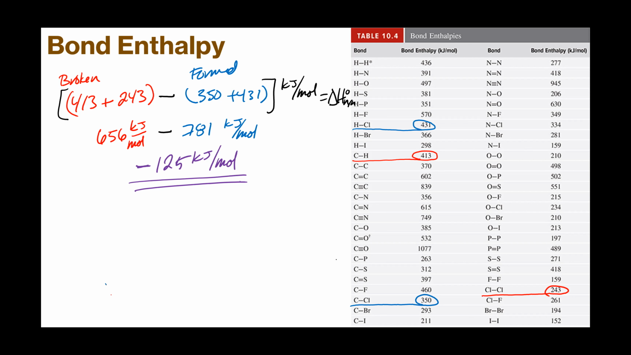Does that make sense? If you have questions or you need me for anything, let me know. We have to find bonds broken, bonds formed, and count them up. Sometimes there's multiple bonds formed and broken. So we just have to pay attention to what's going on and spot the broken and formed and add them up. Broken minus formed.